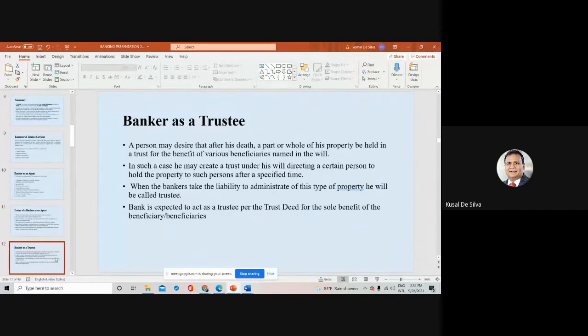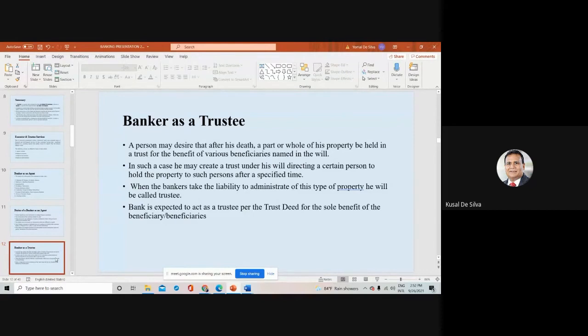Then we'll move to bank as a trustee. This is another service available. A person may desire that after his death, a part or whole of his property be held in a trust for the benefit of various beneficiaries named in the will. So a trust can actually be established before we die.